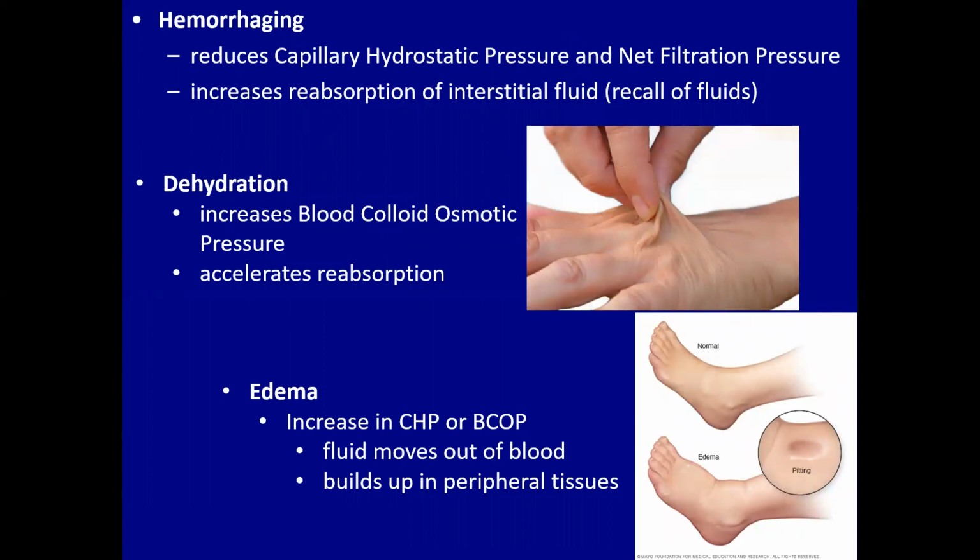If a person is hemorrhaging, you have reduced capillary hydrostatic pressure and net filtration pressure, and that means that you're going to increase the reabsorption of interstitial fluid. Because you're hemorrhaging, you're going to resorb as much interstitial fluid as you can. If you're dehydrated, that increases your blood colloid osmotic pressure, and it's going to also accelerate reabsorption. If you have edema, this is an increase in your capillary hydrostatic pressure or your blood colloid osmotic pressure, and it moves fluid out of the blood and builds up in your tissues.